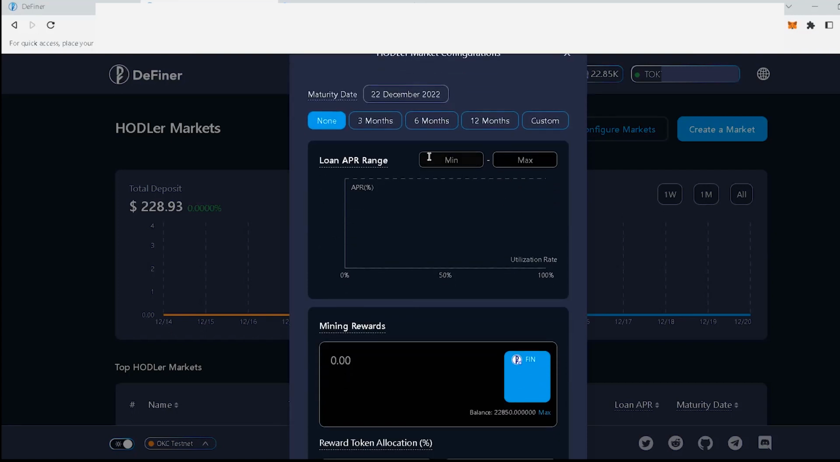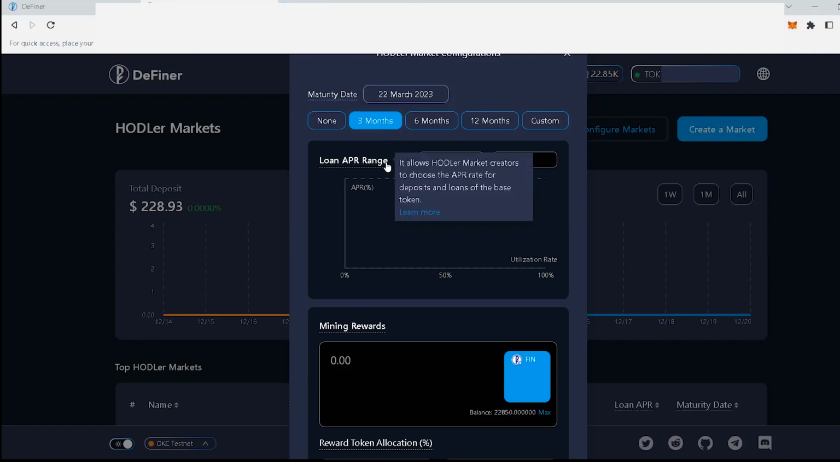Now, the next configurable section is the loan APR range. This is where HODLer Market creators set the interest rate model or IRM for their market. And before moving more deeply into the loan APR range, I just want to set the maturity date of my market to 3 months in this case. Going down to the loan APR range, you can choose the APR rate for both deposits and loans of the base token based on its utilization rate.